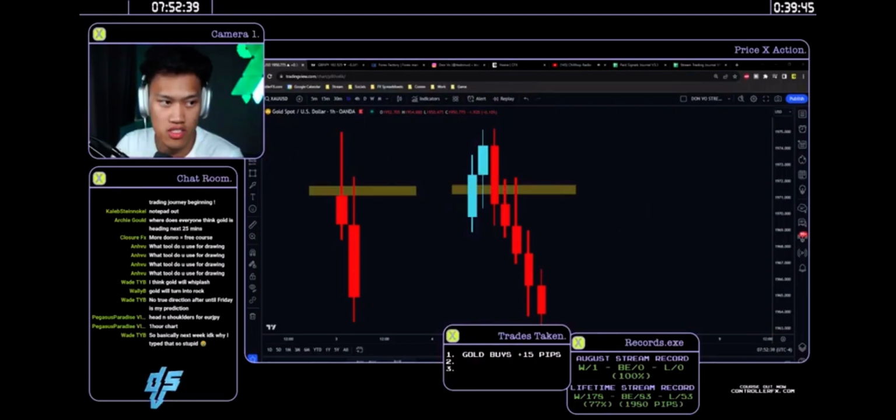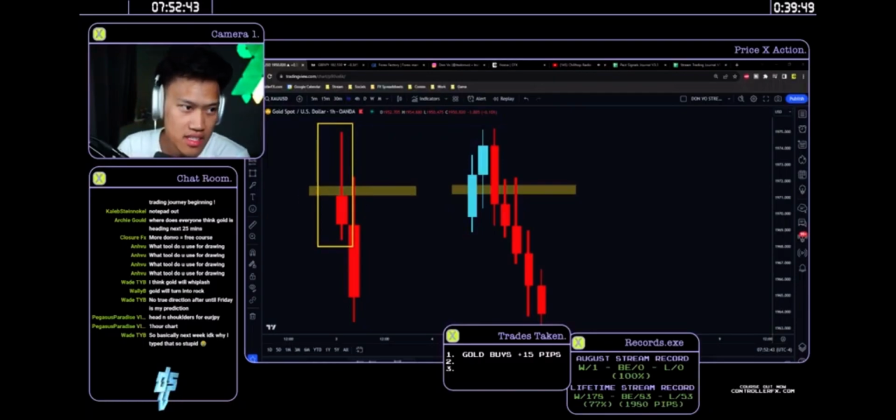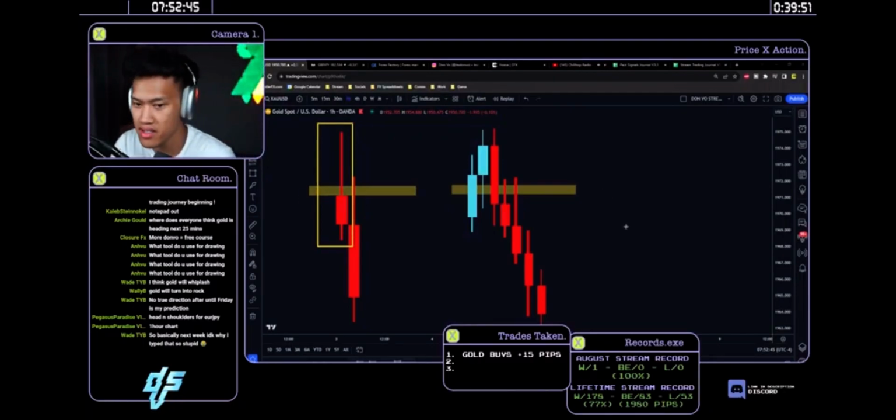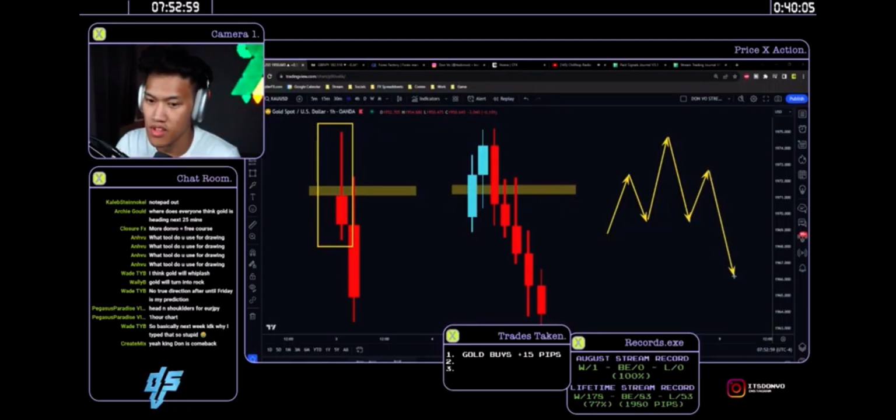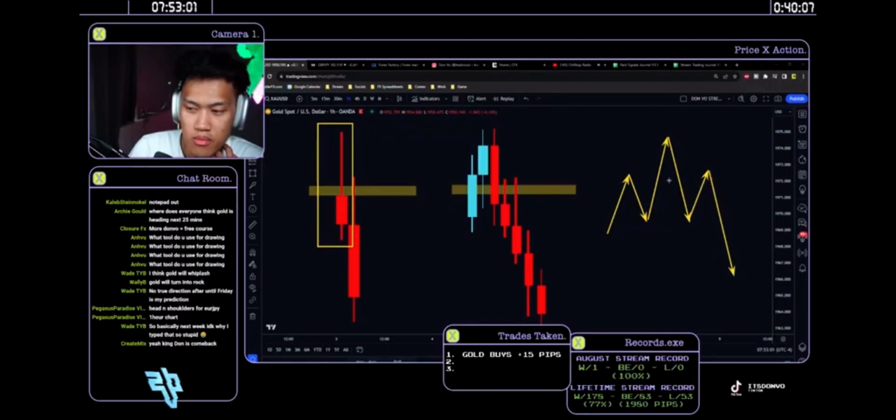right? So your focus right now is this wick, this candle, right? So if I were to draw that in terms of structure, what's happening there is this. You're literally just doing this. My bad. So this is structure, right? 1, 2. All that's happening here is you're breaking structure.